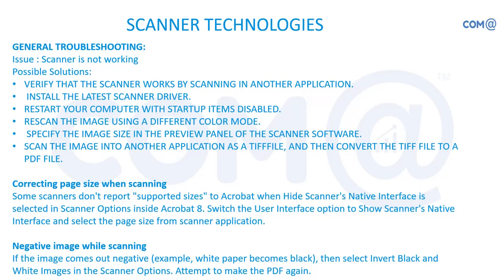Okay. So correcting page size when scanning, we have the option, right? When the scanning imaging is done, before we go for freezing the image, we can go for correcting the page size. That is possible. Negative image while scanning: some people want a negative image during that. So just see whether your setting has changed to some negative option. Otherwise, we can also scan the negatives and take printouts.